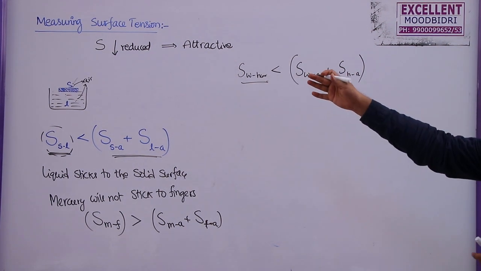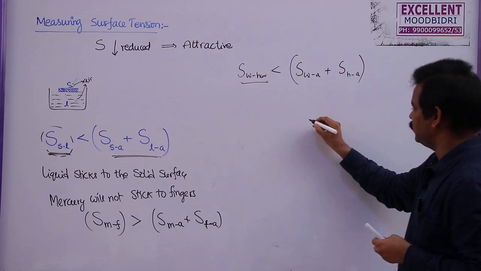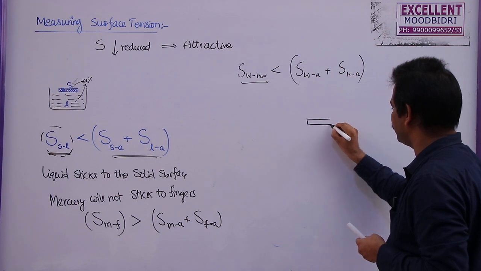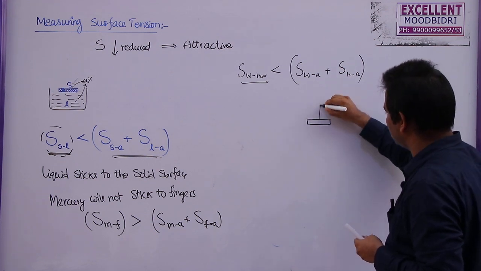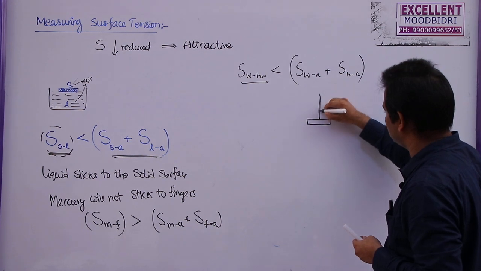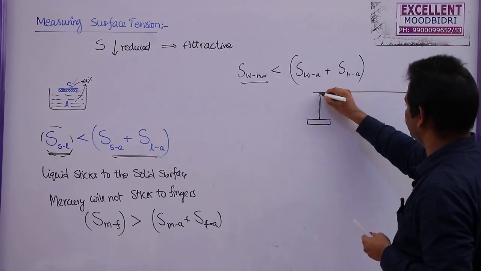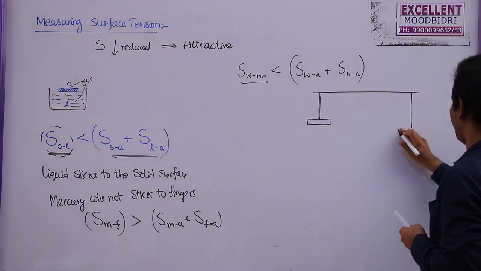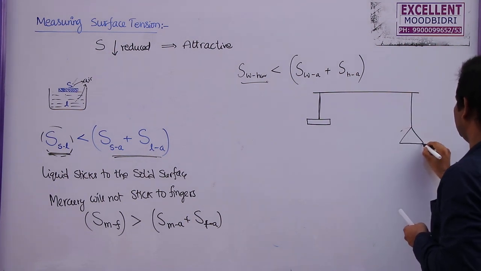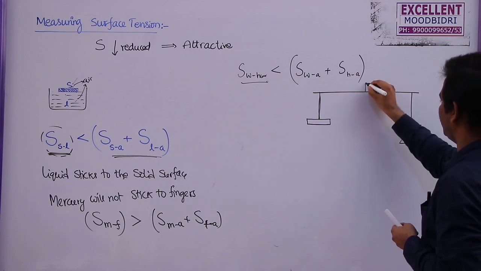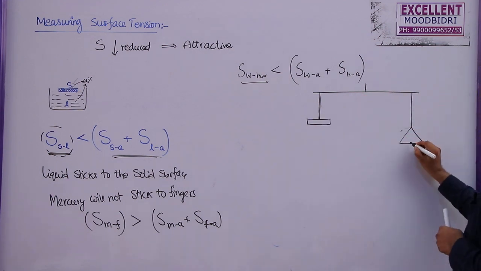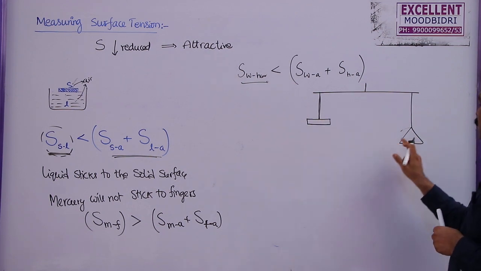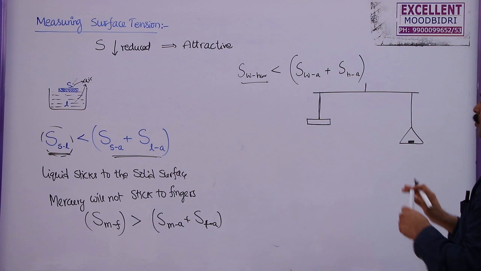Here, how to measure this surface tension? For this, a small experiment. This is a small glass slab which is connected to a rod with the help of a string, and the other one is a pan. This balance can be kept in equilibrium by adding some load, because the pan has some load, so these two are in equilibrium now.